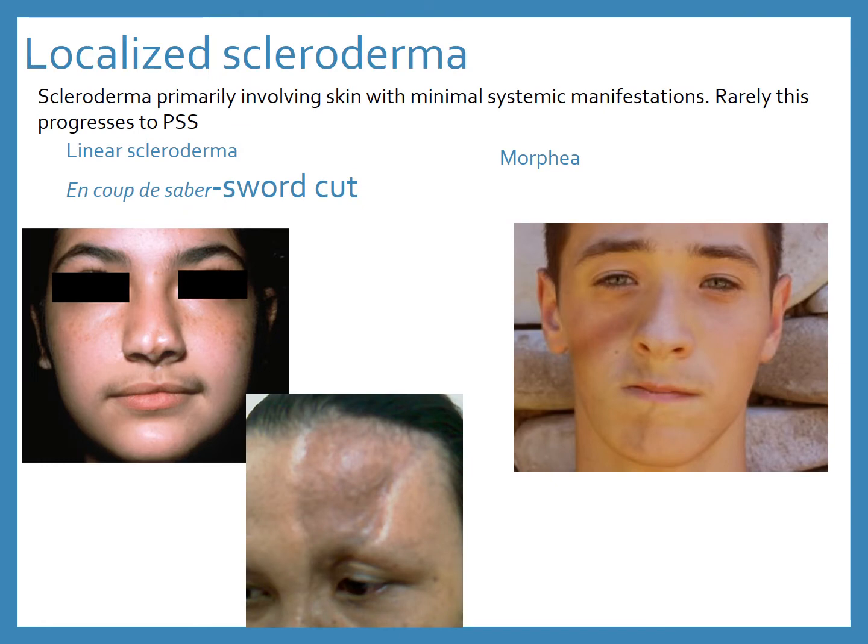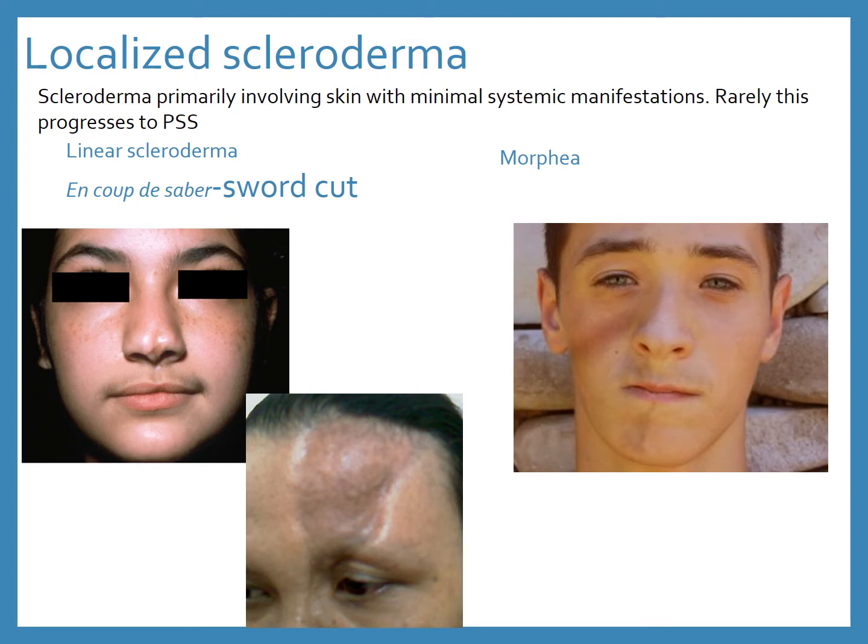Localized scleroderma, on the other hand, is primarily involving the skin with minimal systemic manifestation. Rarely this progresses to progressive systemic sclerosis. The linear scleroderma variety has generally a sword cut like defect on the skin. And in this en coup de sabre, the sabre or the sword cut is evident in the images which are here.